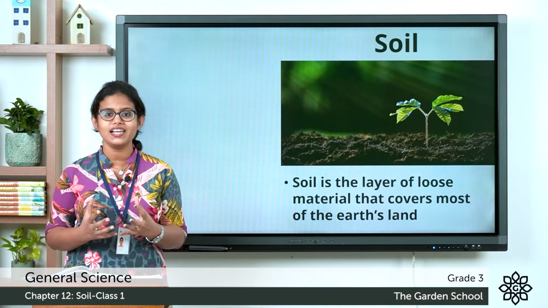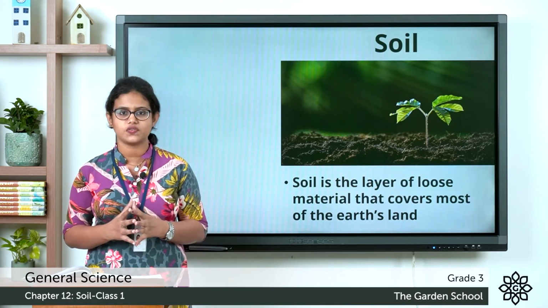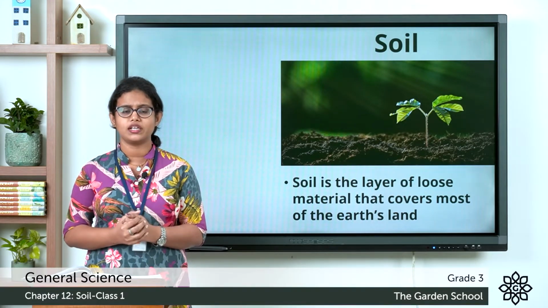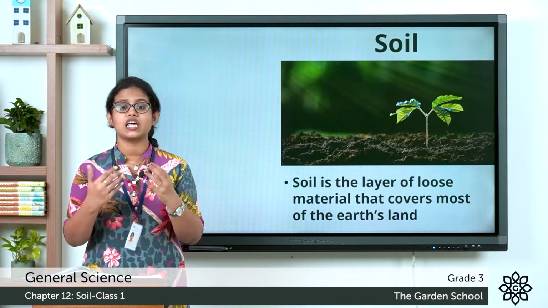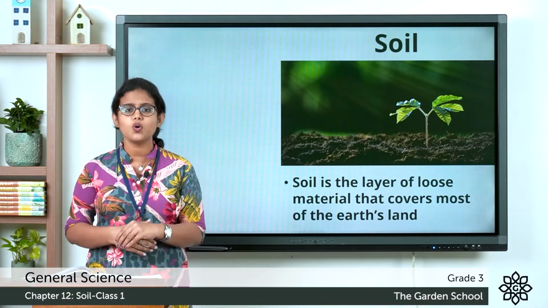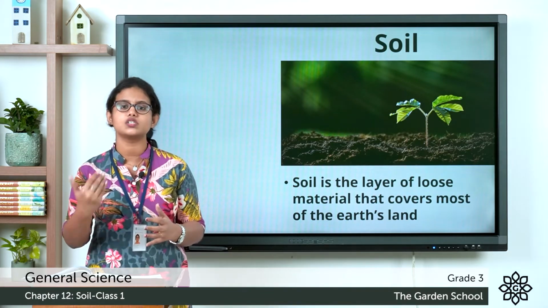So, what is soil? Soil is the thin layer of material on the earth's surface. The land around us is covered with soil. Soil is a life support system. It plays a very, very important role in the earth's ecosystem. So we learned what is soil.